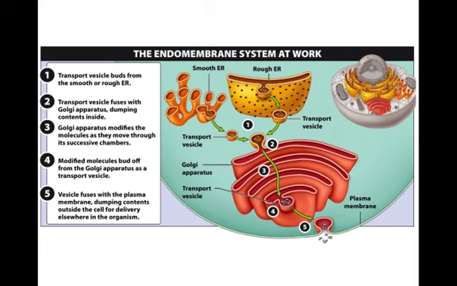Then, at number 4, our modified molecules bud off from the Golgi apparatus as another transport vesicle, and then that vesicle will travel throughout the cell, remember, attaching to the cytoskeleton for movement, fuses with the plasma membrane, and then dumps all those contents outside of the cell into the bloodstream. So here's our endomembrane system, which is extremely important because this is how we create so many lipids and create our proteins and then get them to where they're supposed to be going, along with all of these modifications along the way.